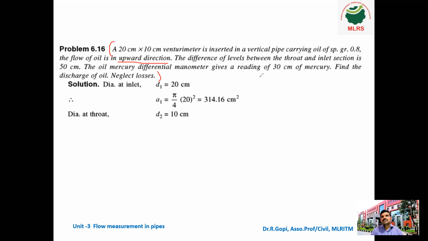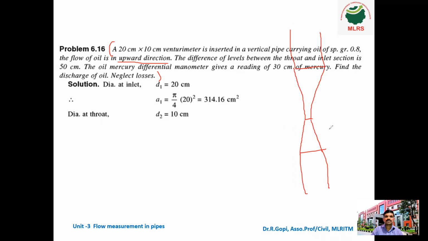Keep this in your mind. This is the Venturi meter held in a vertical position, and this is your inlet pipe.